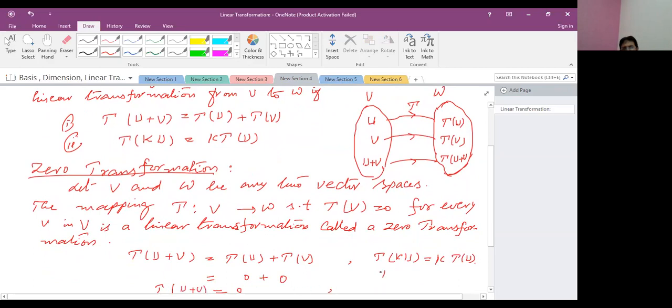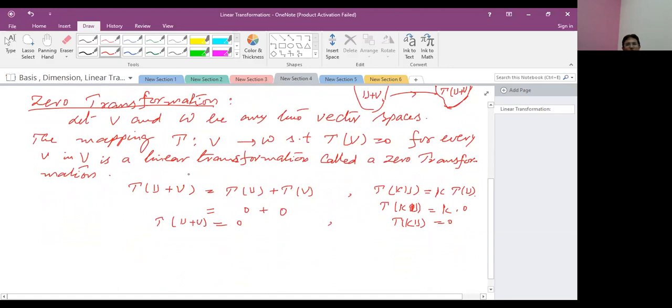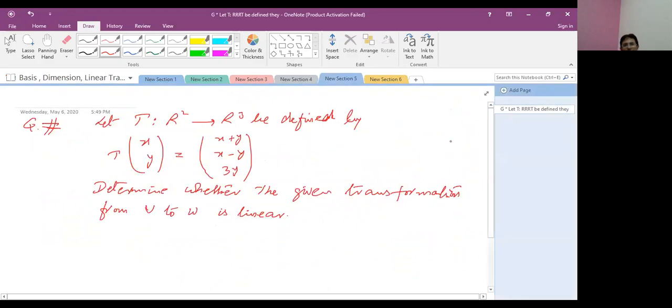Similarly, for the transformation of K times U, if T of U is 0, then K times T of U is K times 0, which is 0. So the transformation of KU should be 0. This type of transformation is called a zero transformation according to the definition. So now we consider two applications of the transformation.